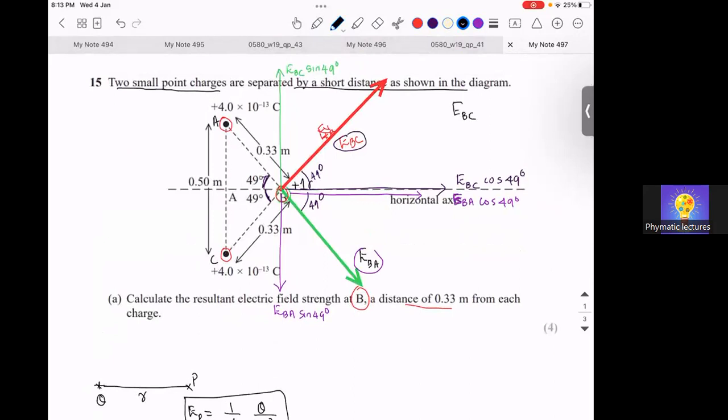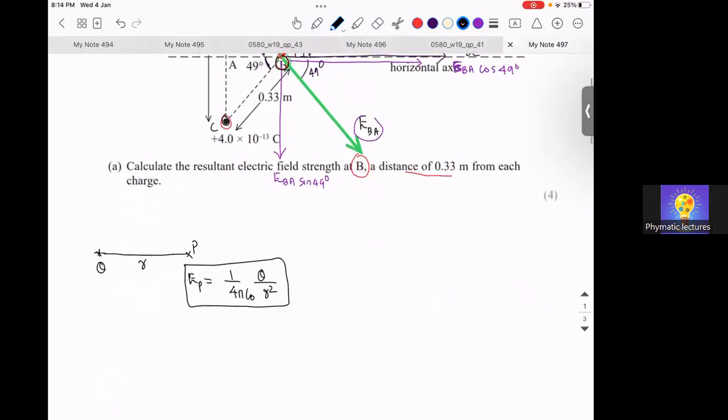The electric field at B due to the point charge C. EBC will be 1 upon 4 pi epsilon 0, times the charge, 4 into 10 to the power of minus 13, divided by the distance between B and C, 0.33, correct? 0.33 square. So 1 by 4 pi epsilon 0 is 9 into 10 raised to 9, correct?